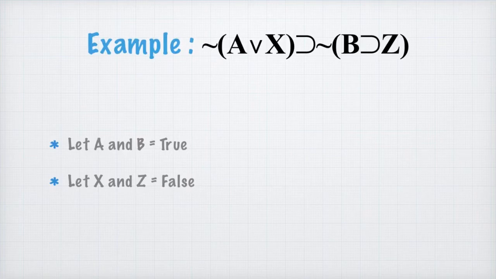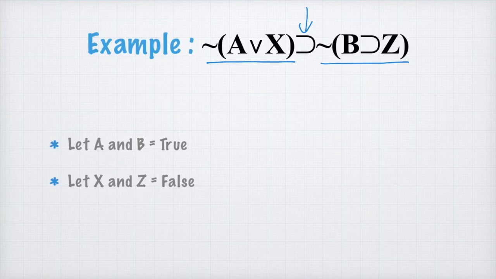So I'll give one final example here. This is a good time to take a moment to pause the video and try it on your own before I actually work through it. So not the quantity A or X, therefore not the quantity B, therefore Z. Again, step one, identify the main connective. Well, this seems pretty straightforward. This is the antecedent. This is the consequent. That's the main connective.